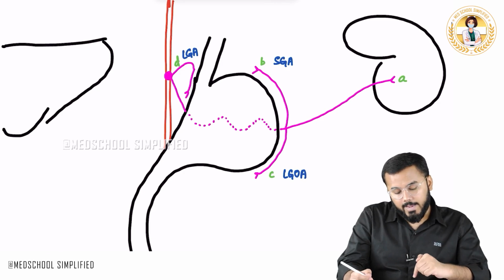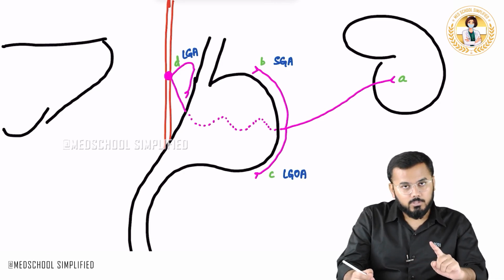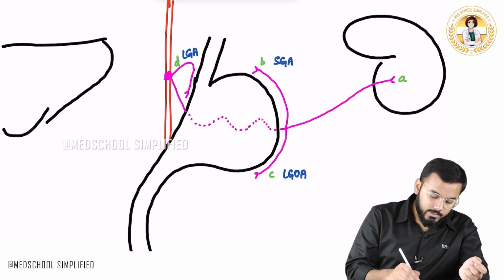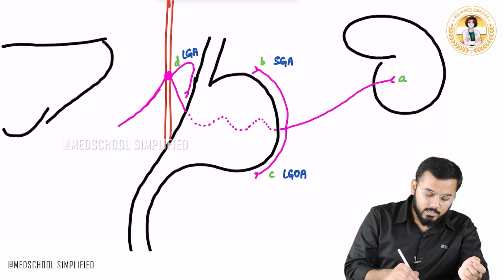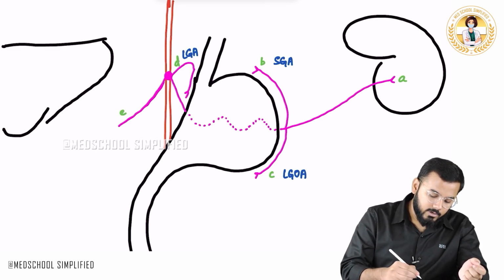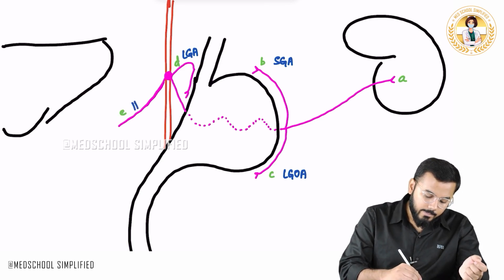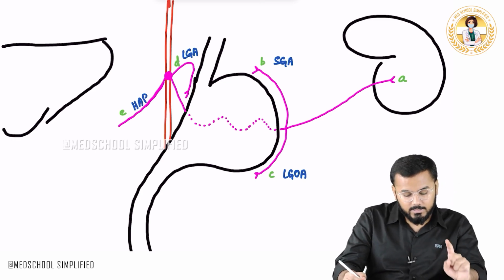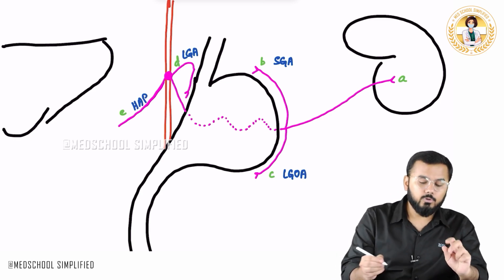So it has given one branch to the stomach, one branch to the spleen, and now it is giving branches to the liver. Now when it comes to the liver, it gives a branch like this. This is called E. What does E stand for? E stands for hepatic artery proper, and this hepatic artery proper divides into two branches.